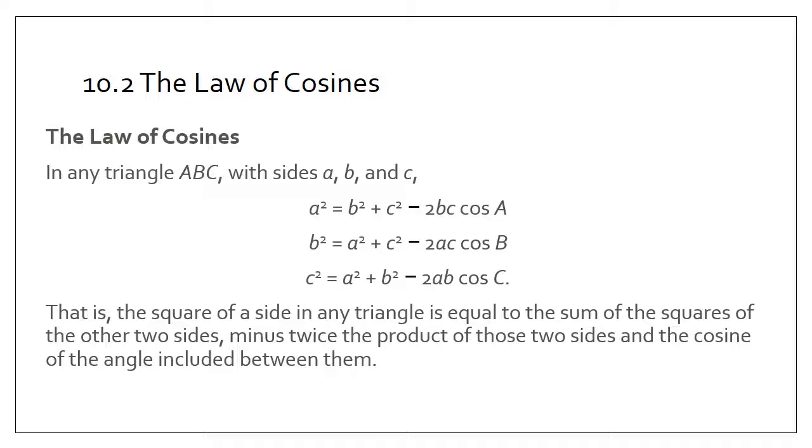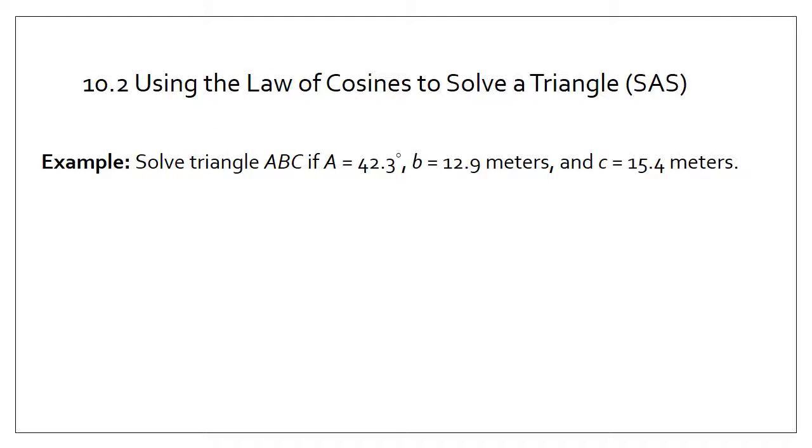So the square of any side in a triangle is equal to the sum of the squares of the other two sides minus twice the product of those two sides and the cosine of the angle included between them. In other words, there is a pattern to this that you can learn. However, these are on your formula sheet. You do need to be able to recognize them, though, as being the formulas for the law of cosines.